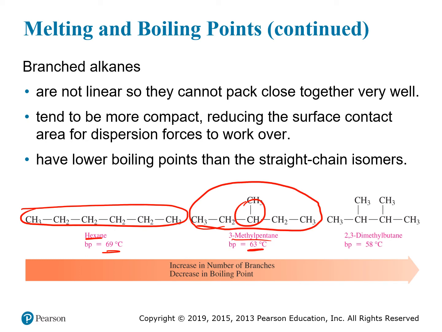If we introduce another branching point so that we have 2, the molecule becomes even more compact and the boiling point decreases a little bit more. So the more branching points you introduce into a carbon chain, the lower the boiling point will be. And this is because it's making the molecule more compact and reducing the surface area for contact between two molecules.